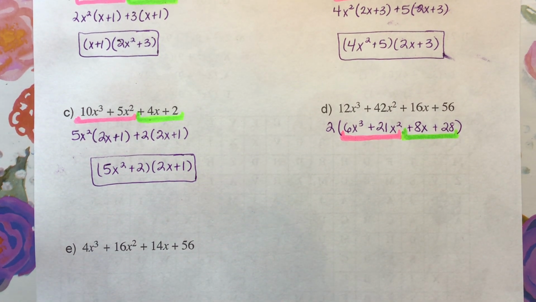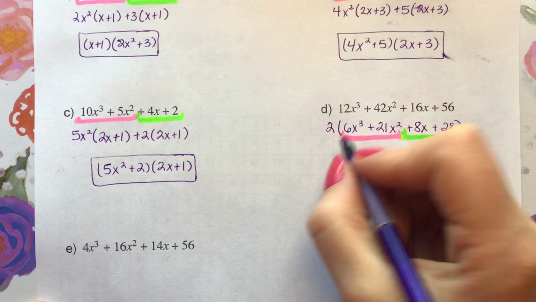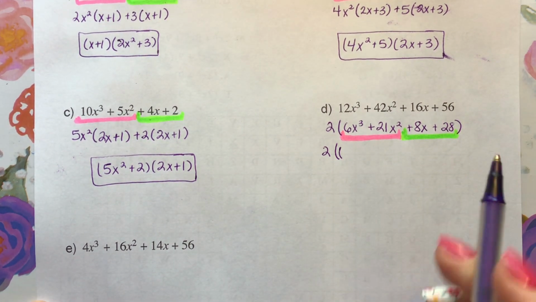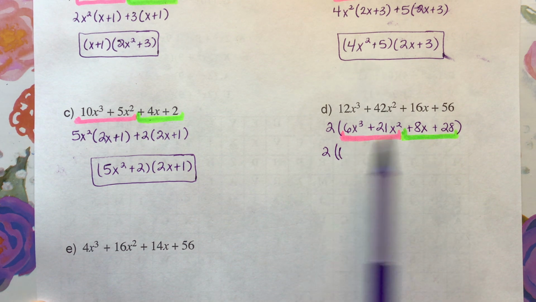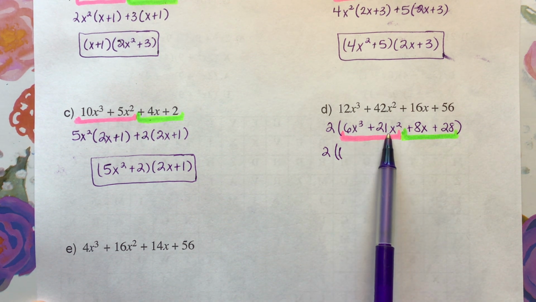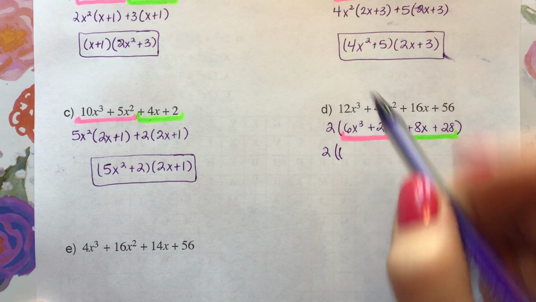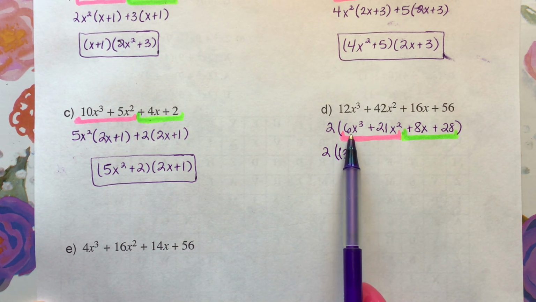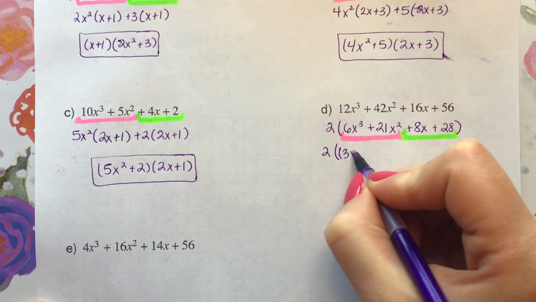And we're going to follow the same process as what we've been doing. So I'm going to pull my 2 down, put a parenthesis, and then another parenthesis. So what can I pull out of 6x cubed and 21x squared? Well, both of these are divisible by 3, so I'm going to pull a 3 out. And then I can also pull an x squared out.